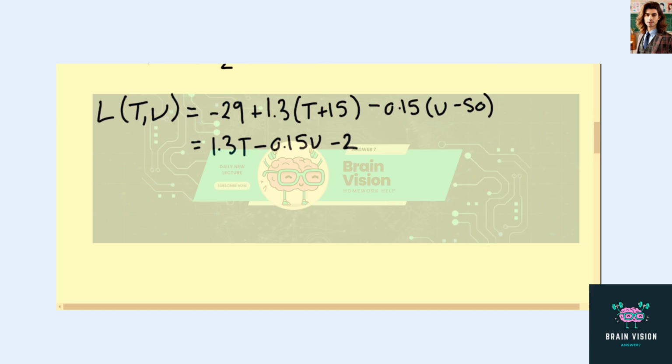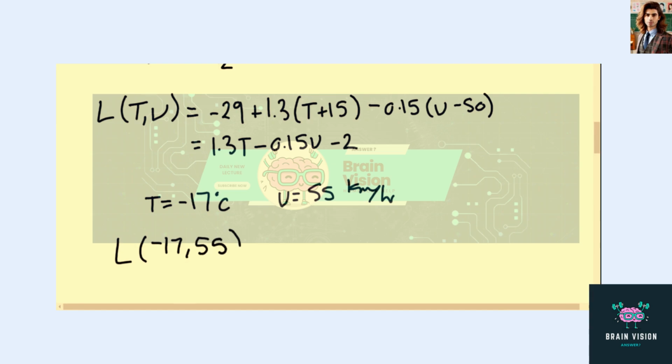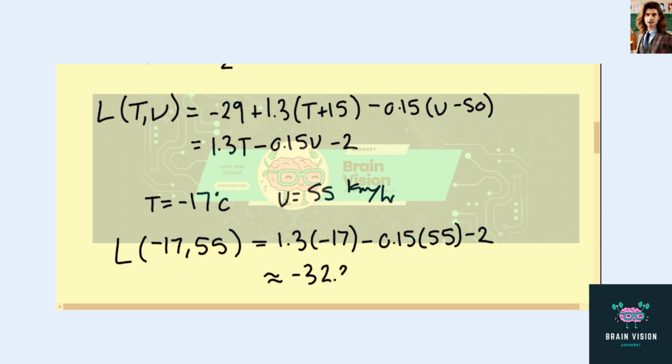Okay, so then we're going to use that. We're going to substitute in t equal to negative 17 degrees Celsius, and our wind speed equal to 55 kilometers per hour. And we plug that into our linear approximation. We get that this is equal to 1.3 times negative 17 minus 0.15 times 55 minus 2. So I got that this is approximately equal to negative 32.35.